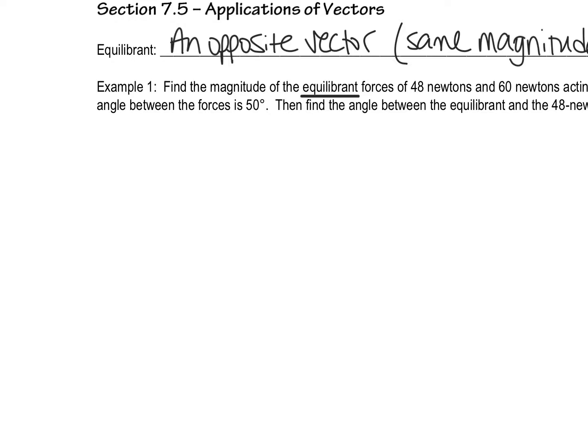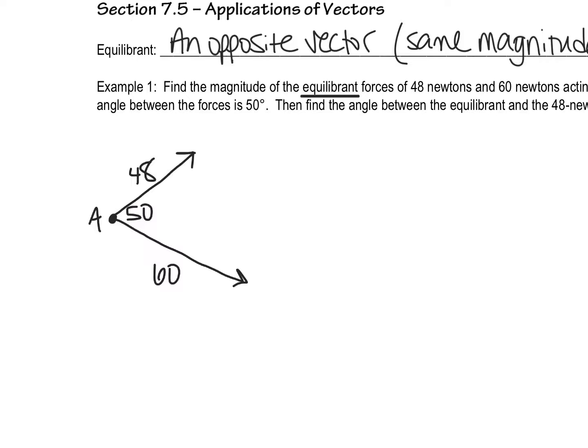So what I'm going to do is draw point A here. And I have a magnitude of 48 newtons going one direction. Angle between forces is 50. The other one is 60 newtons, so slightly longer. Angle between them is 50. So here's the beginning of my picture.